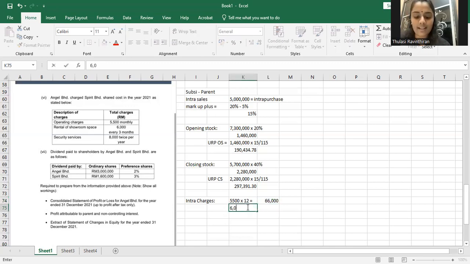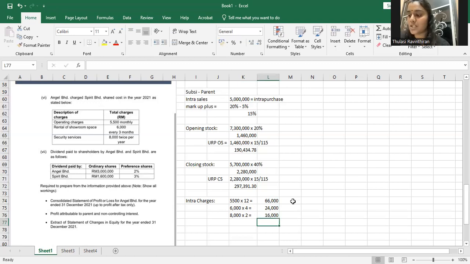And then rental of showroom space, 6,000 every 3 months, meaning they pay 6,000 quarterly. So 6,000 times 4 equals 24,000. And then security services, 8,000 twice per year, meaning they pay 8,000 half yearly. So 8,000 times 2 equals 16,000. The total operating expenses will be 106,000.